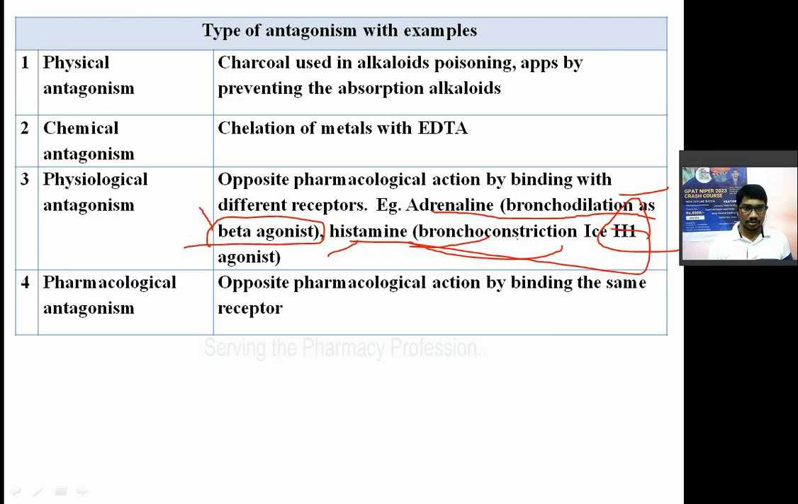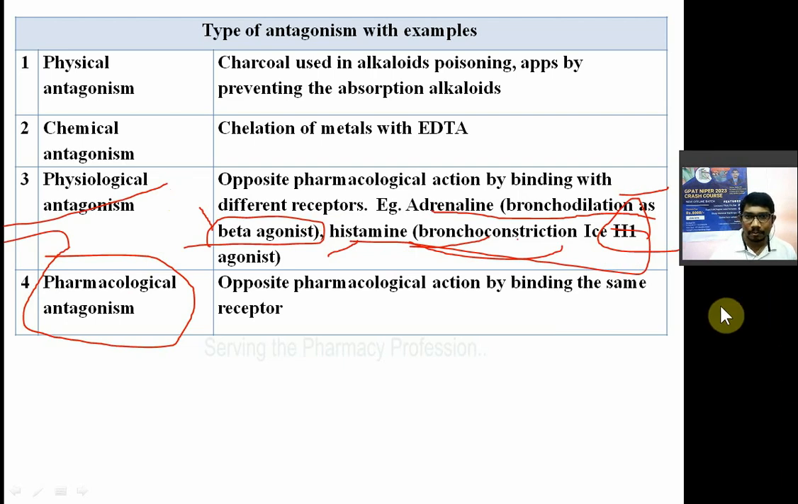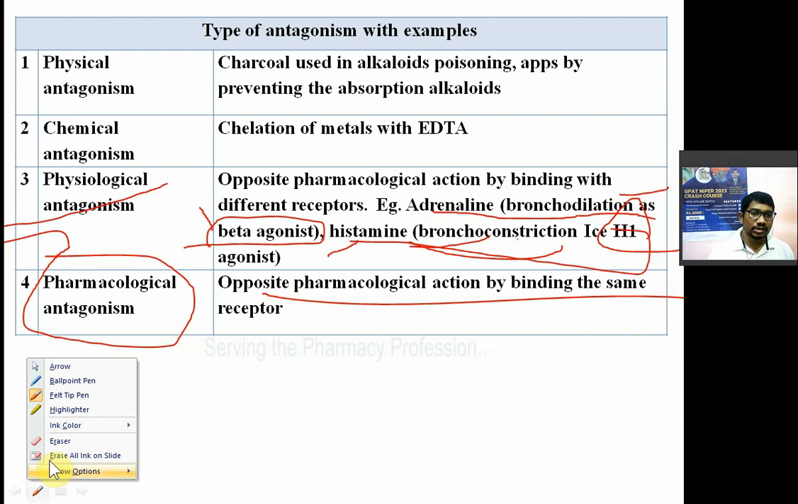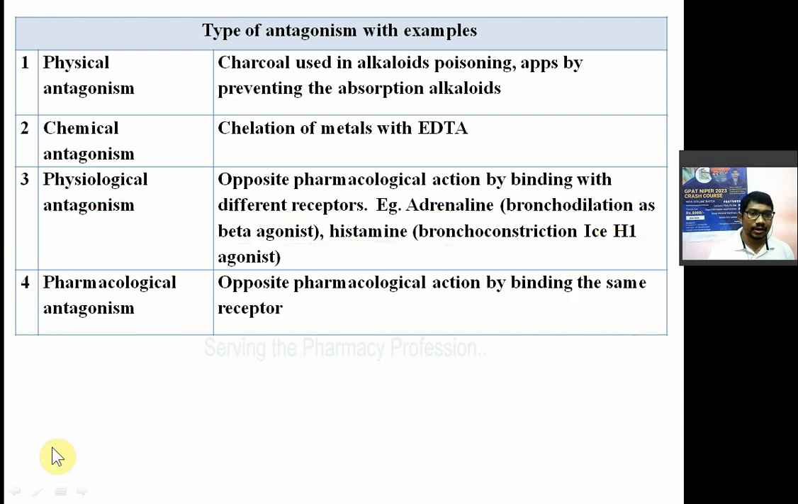ये क्वेश्चन GPAT 2021 में आया. GPAT 2021. Type of antagonism is nothing but the pharmacological antagonism. Pharmacological antagonism. So opposite pharmacological actions binding to a same receptor. ठीक है, तो physiological antagonism क्या है? So opposite action binding to a different receptor. Opposite pharmacological action binding to a different receptor.